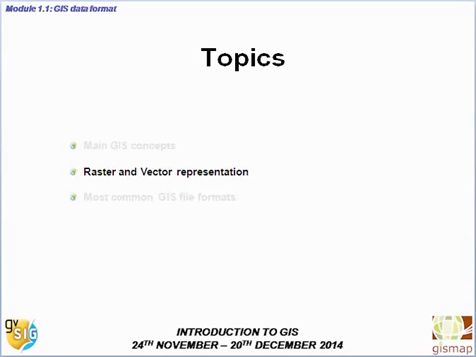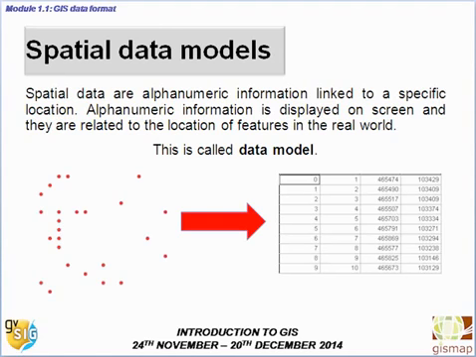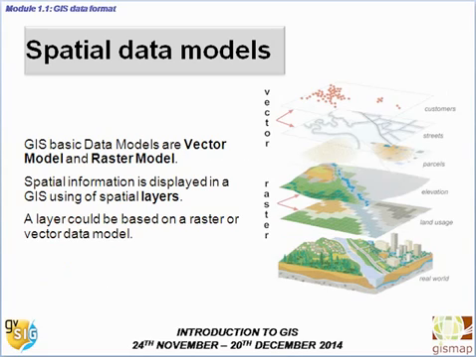Let's see how we can represent geographic data. We can represent it with different spatial data models. That means that there is alphanumeric information linked to a specific location. So alphanumeric information is displayed on screen and is related to the location of features in the real world. This is called a data model. We have two main data models, vector and raster. All the spatial information is displayed in a GIS using spatial layers, and a layer could be based on a raster or on a vector data model.